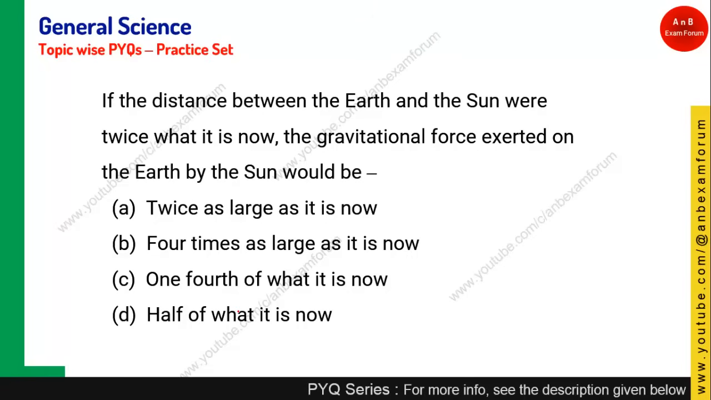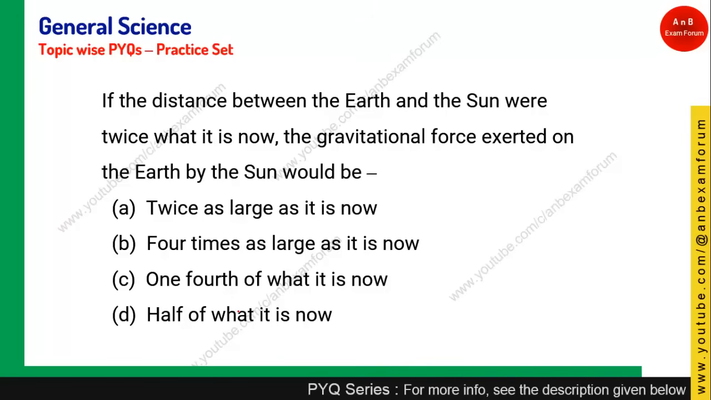Let's see the next question. If the distance between Earth and Sun were twice what it is now, the gravitational force exerted between Earth and Sun would be what? Let's see the distance between these two bodies, Earth and Sun. Sun is not a planet, it is a star.